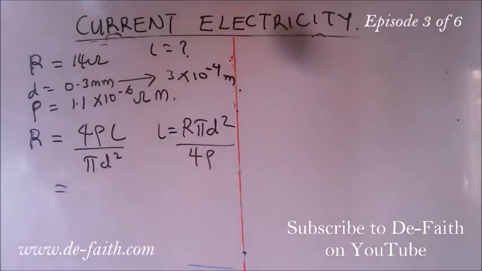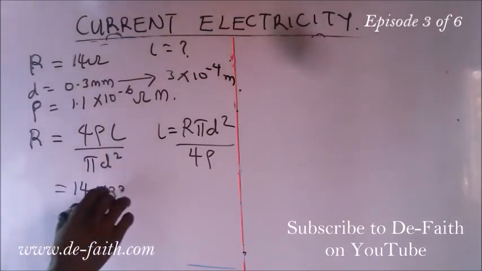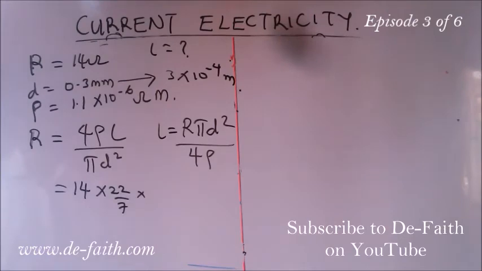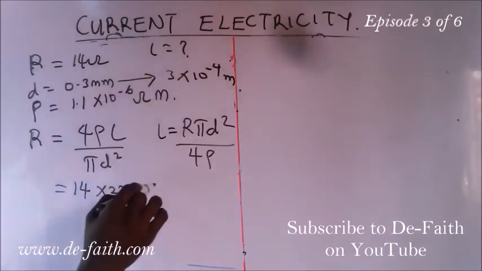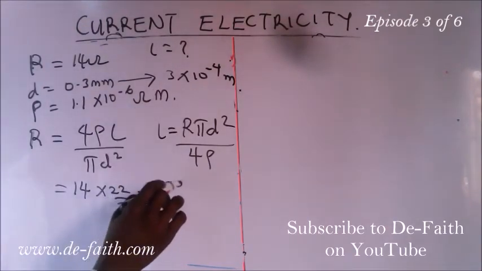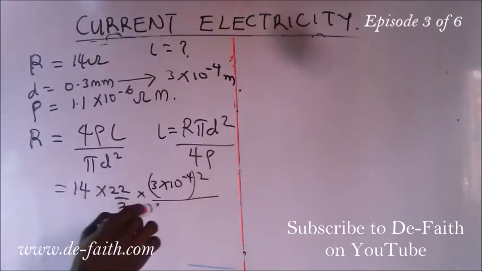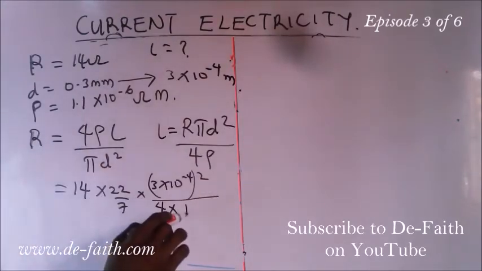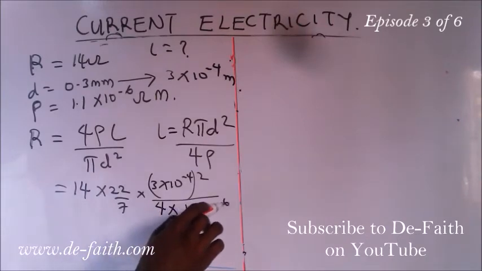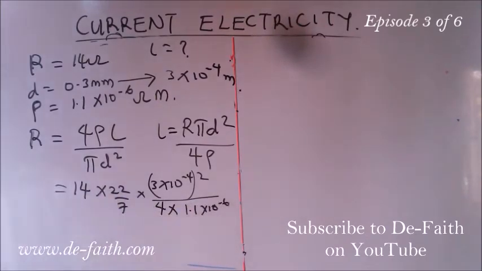So let's substitute our values into that formula. We have 14, pi is 22 over 7 times d. Our diameter over here is 3 times 10 raised to the power minus 4, all squared, divided by 4 times rho, which is 1.1 times 10 raised to the power minus 6, the resistivity. So we could solve this gradually by having 2 over here.